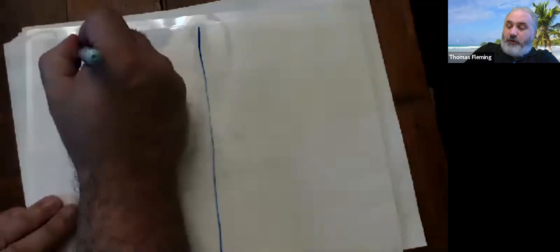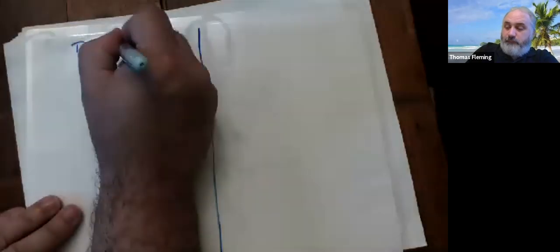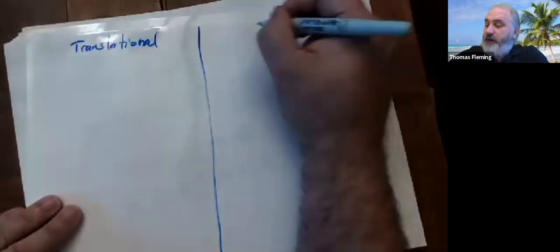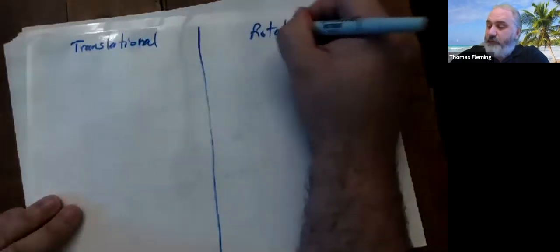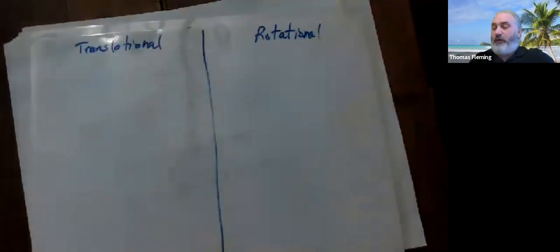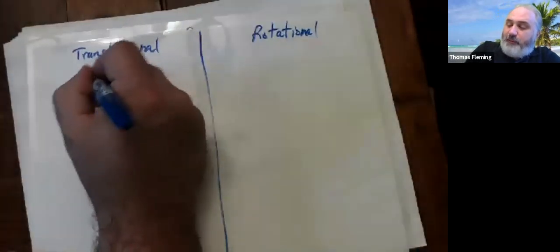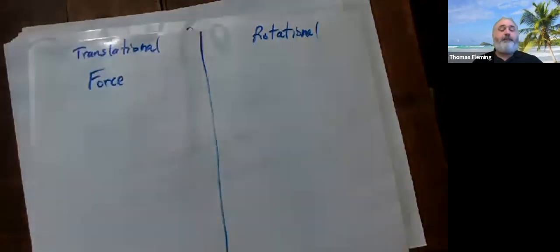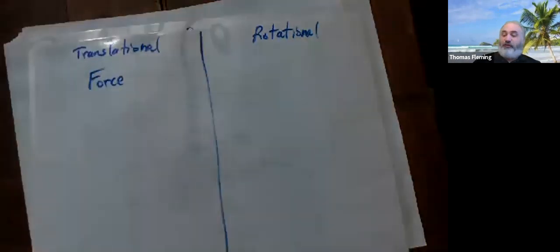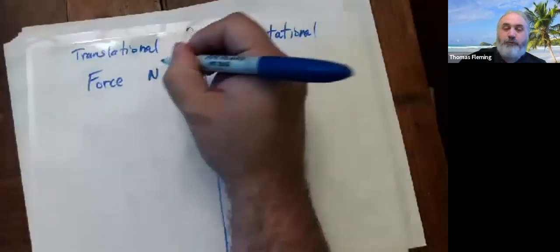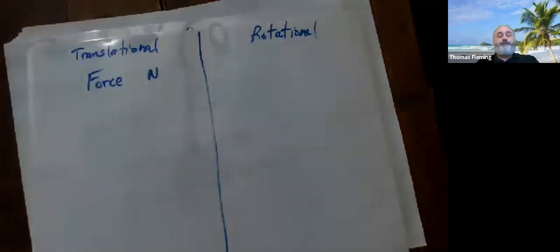So, again, we're going to keep our translational motion and the rotational equivalent in a kind of split down the middle categorization. And we know that in translational motion, objects can be subject to forces, forces that we measure in newtons. And a force causes an object to accelerate.